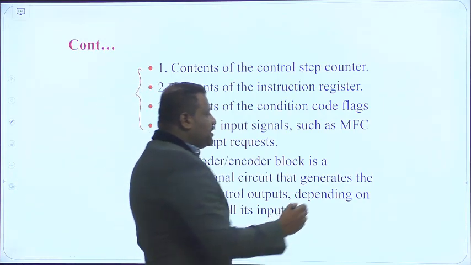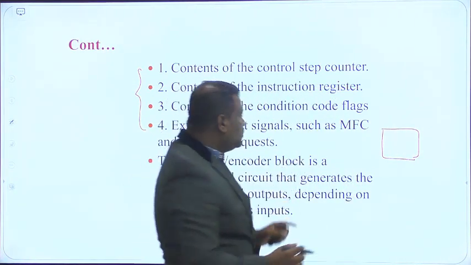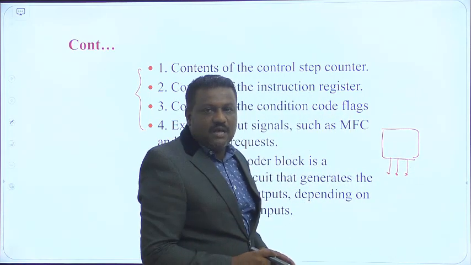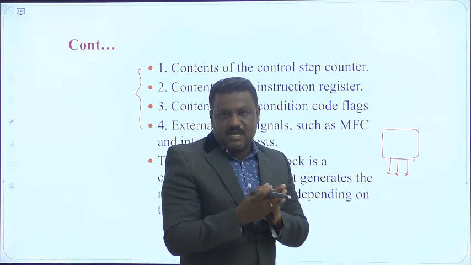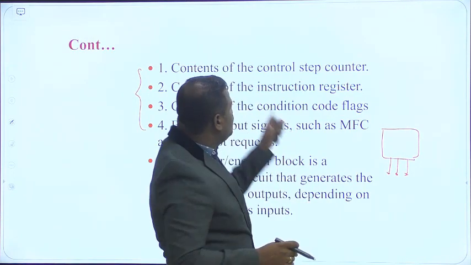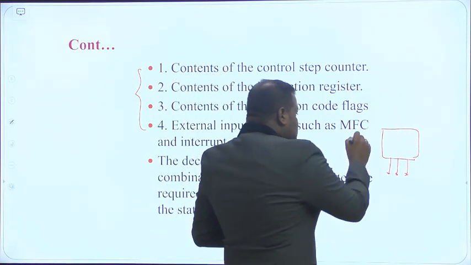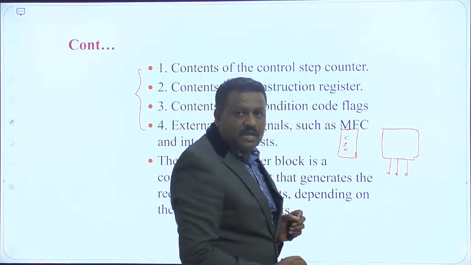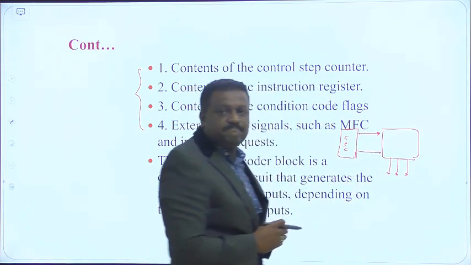For example, you can assume, friends, this is my hardwired control unit. This control unit generates control signals. This control signal generation is dependent on 4 important things. What are those 4 things? Number 1 is the control step counter. What's the content of it? Let's assume this is my control step counter. Its contents are given as one of the inputs to this.